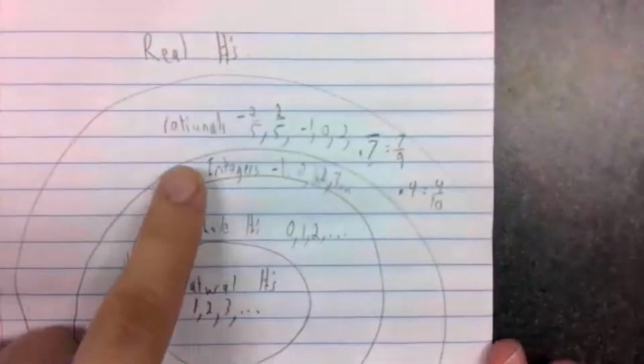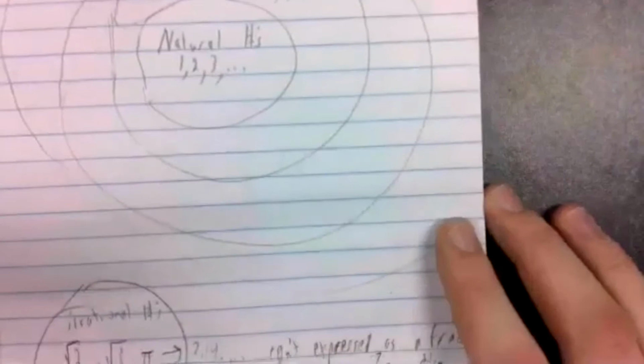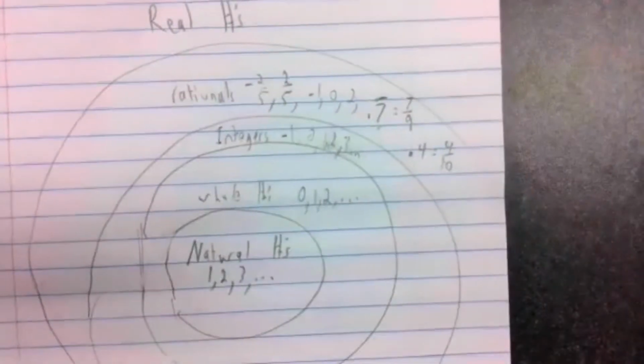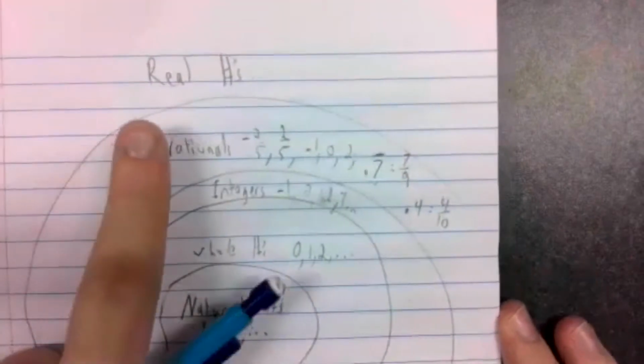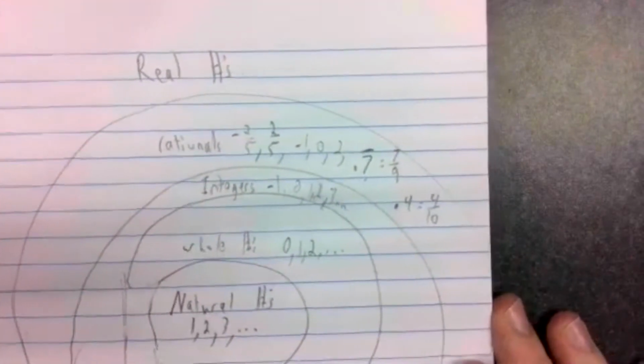So this whole page is the real numbers. All your natural, whole, integers, rationals, and irrational numbers. Everything you see here are all real numbers. So basically any number you can think of is a real number. Okay, so that takes care of most of the homework here, but we have a little bit more to do.